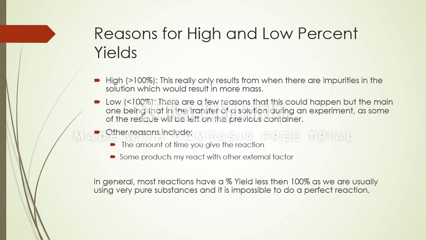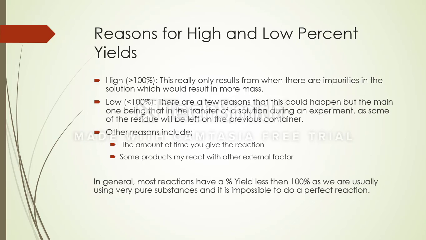And there are quite a few reasons for this happening. The first and main one, though, is the transfer of solutions during an experiment. This is because it's impossible to get all of the solution from one container into another container. So say you're mixing a solution and you have to transfer one into the other, there will always be some mass that is left behind, which will give you a lower mass and therefore a lower percent yield.